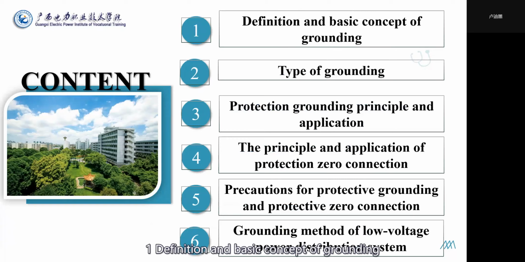Content. 1. Definition and basic concept of grounding. 2. Type of grounding. 3. Protection grounding principle and application. 4. The principle and application of protection zero connection. 5. Precautions for the protective grounding and protective zero connection. 6. Grounding method of low voltage power distribution system.